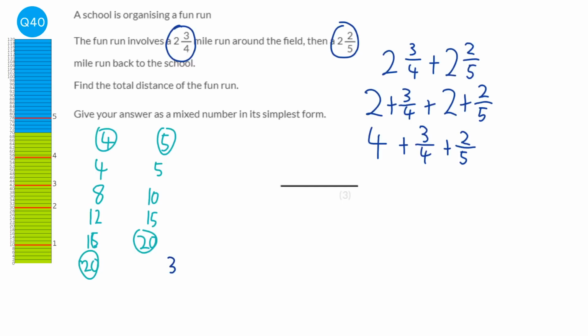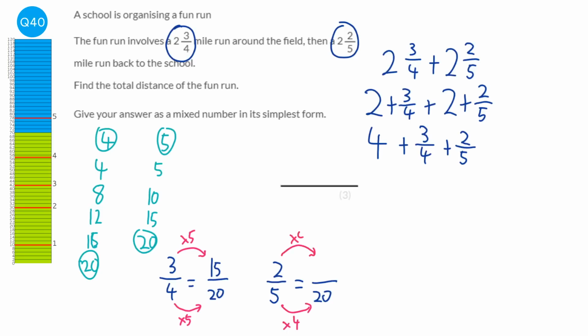Now for 3/4, to get the bottom to equal 20, we need to times the 4 by 5. And whatever you do to the bottom, you've got to do to the top, so times that by 5 as well, which will be 15. And for 2/5, we'll get that bottom to 20, so we times that by 4, and so we times the top by 4 as well, to make it 8. So it's going to be 15 over 20 plus 8 over 20.